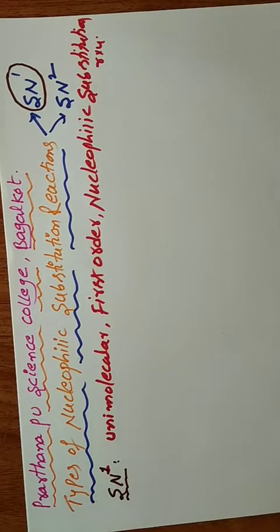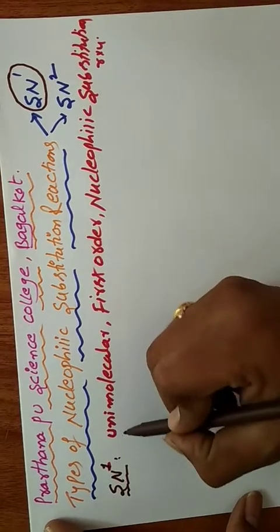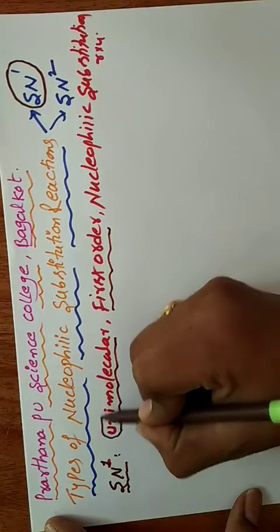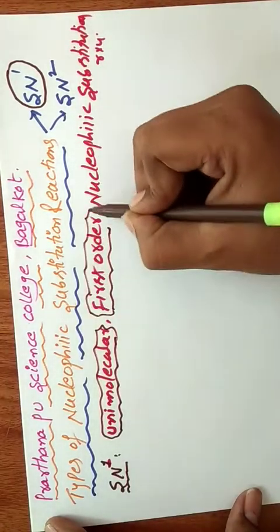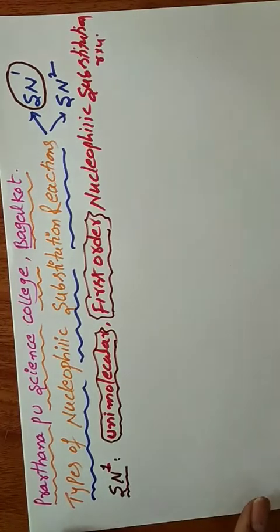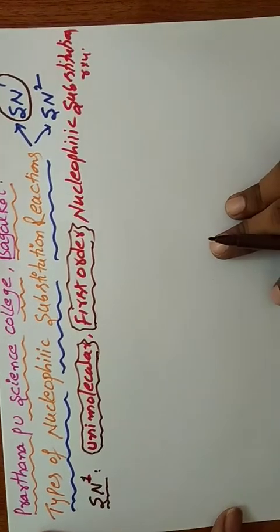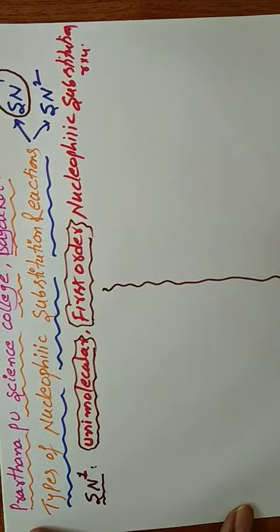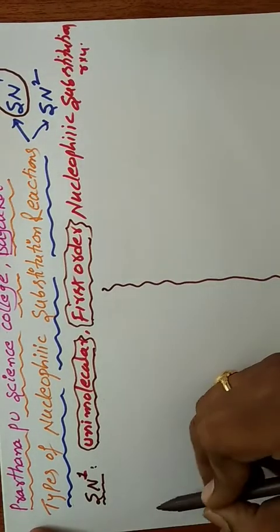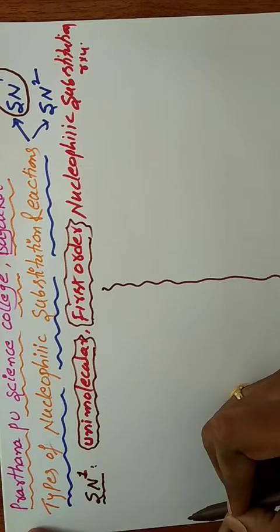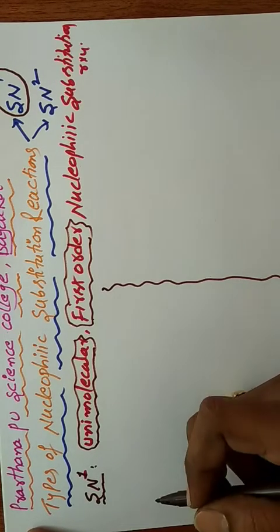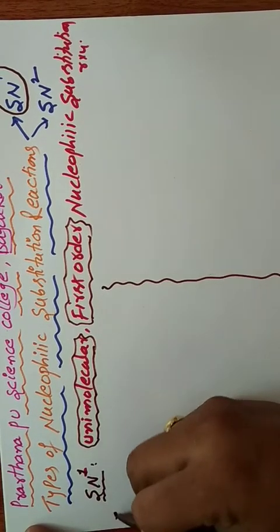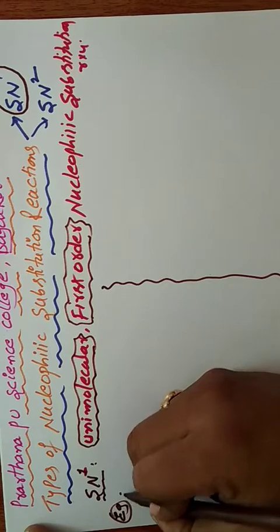Now we discuss afterwards unimolecular and first order. These two terms we discussed in the last part of the mechanism. First of all we discuss the mechanism. In the SN1 reaction, first we take the example according to the syllabus.